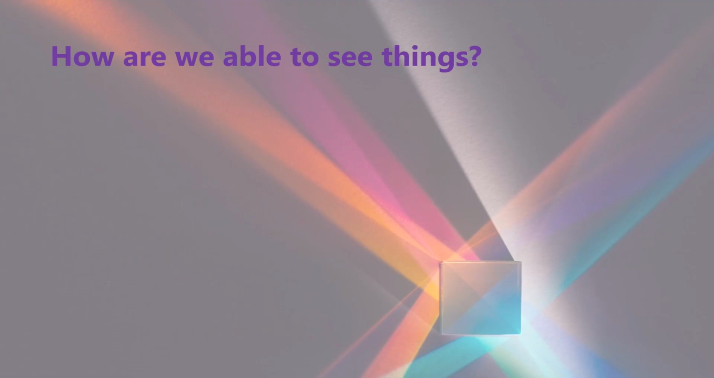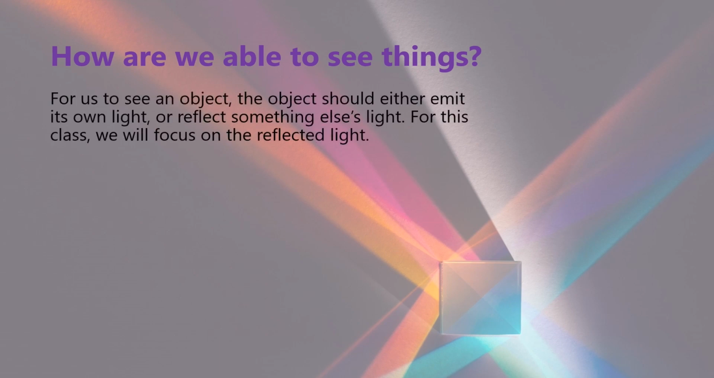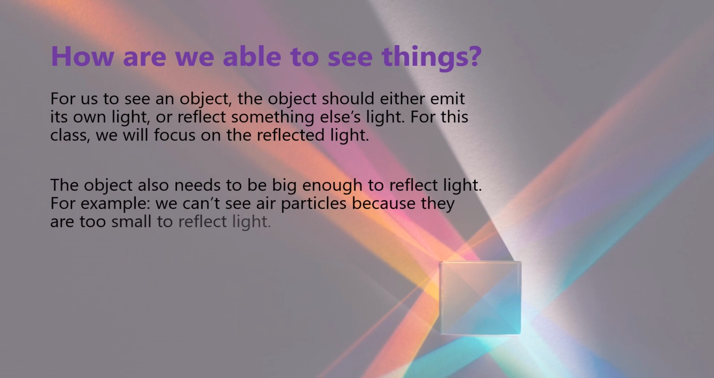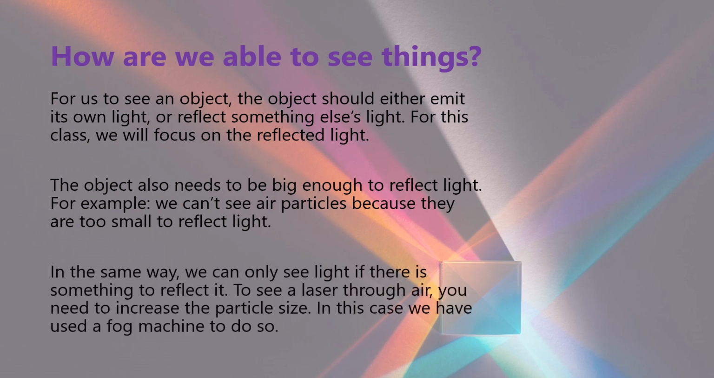Let's first talk about how we are able to see things. For us to see an object, the object should either emit its own light or reflect something else's light. For this class, we will only focus on the reflected light. The object also needs to be big enough to reflect light. For example, we cannot see air particles because they are too small to reflect light. In the same way, we can only see light if there is something to reflect it.